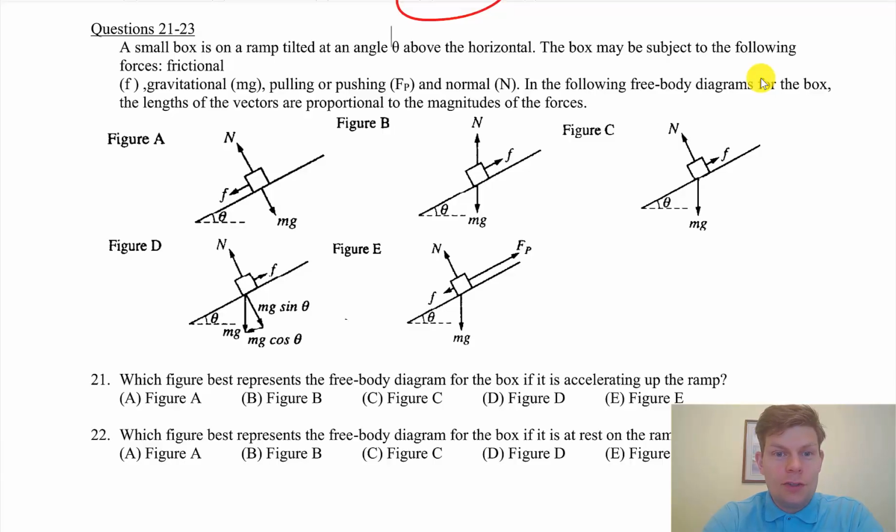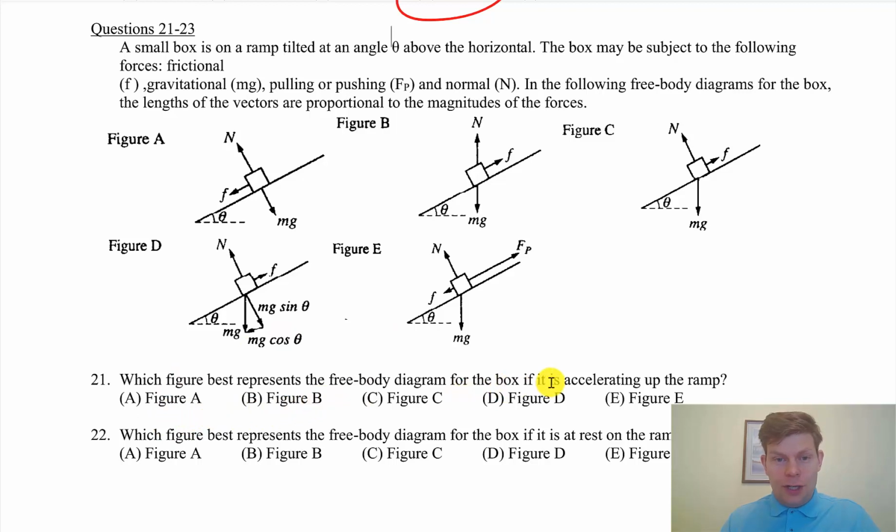All right, let's go over the last questions. First, they aren't too long, though they can be a little confusing. So we've got this small box on the ramp. We've got friction force, gravity, some pushing or pulling force, and normal force. And we've got to figure out which free body diagram works for the given situation.